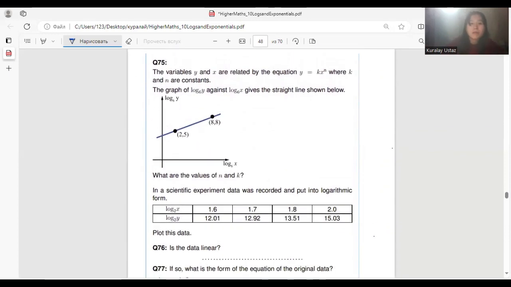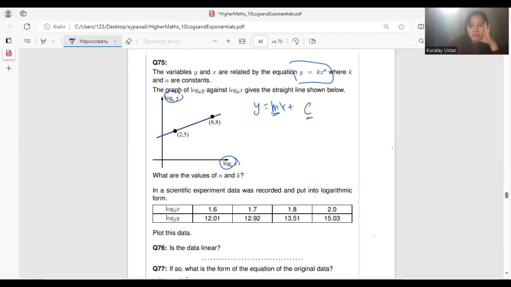Here, 2 points are given, and this is the equation. We need to find the value of n and k. First of all, let's write the equation of the line. It should be mx plus c. m is the gradient, c is the y-intercept.